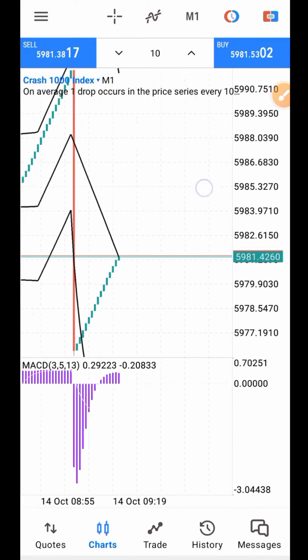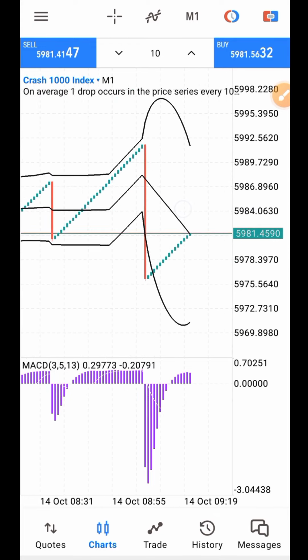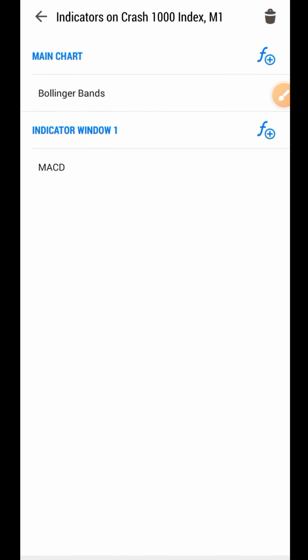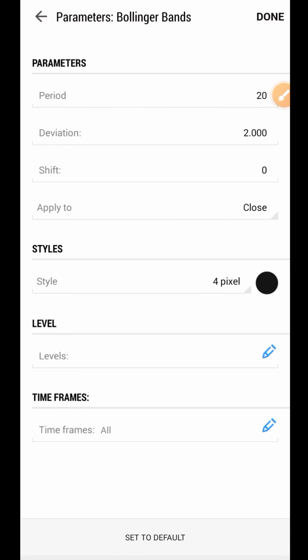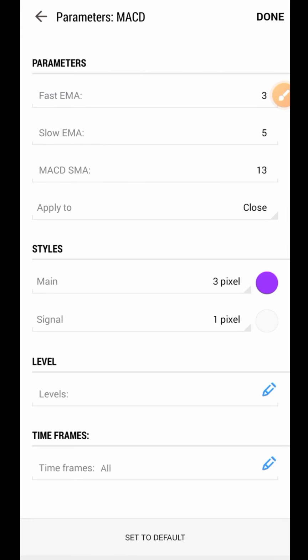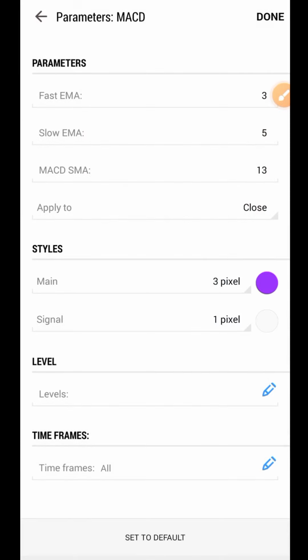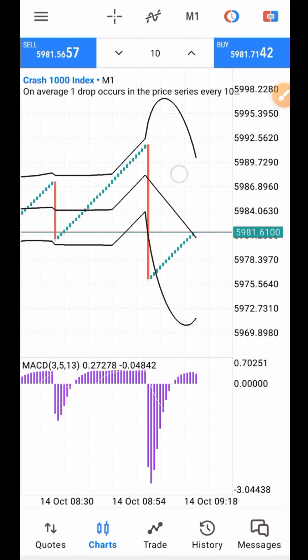Sorry, I remember I forgot to show you the settings. The video is not complete without showing you the settings of the indicator. So the Bollinger Band is period 20, deviation is 2.000, shift is 0, apply to close. You can take screenshots, click on done. The MACD: fast MA is 3, slow MA is 5, MACD SMA is 13, apply to close. Main is 3 pixels. Signal, you don't need the signal, so just use the background color of your chart, then click on done. So that is all. You have the settings for that on your chart.